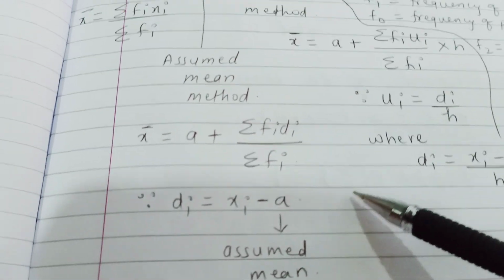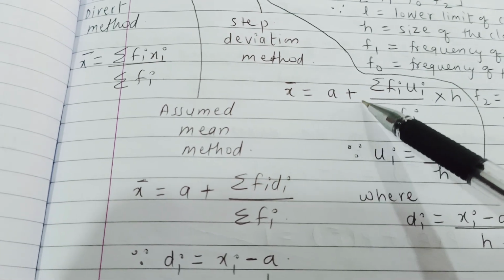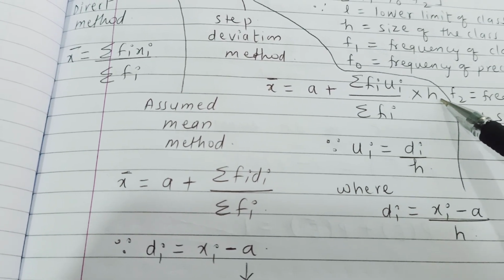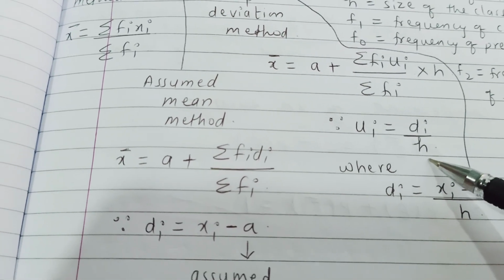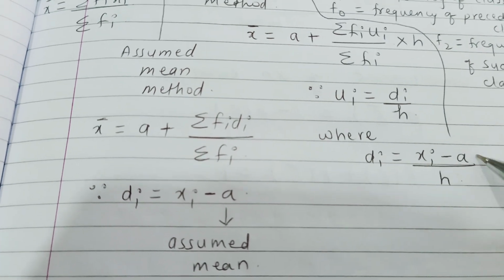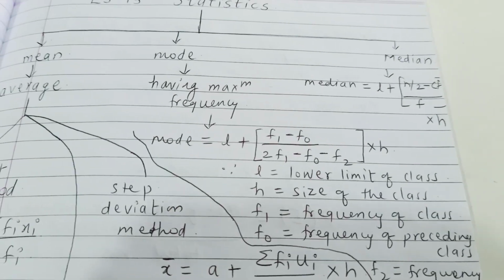Okay. Now next, that is step deviation method. So x̄ = a + (Σfiui / Σfi) × h. So what is here u? ui is equal to di / h, where h is the class size. Di means xi − a, so ui = (xi − a) / h. It's a very easy thing. And then that is next one.